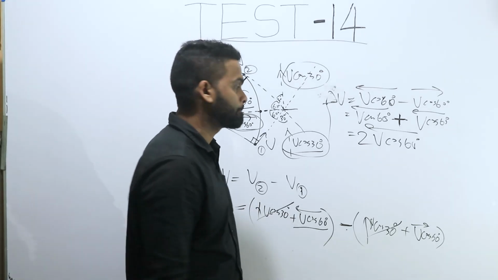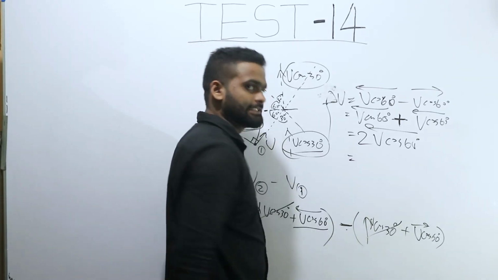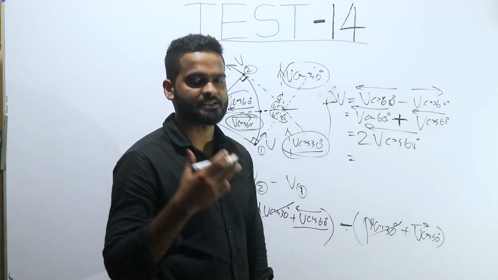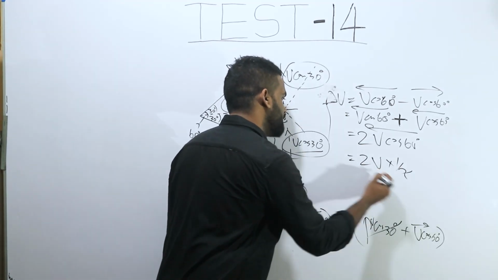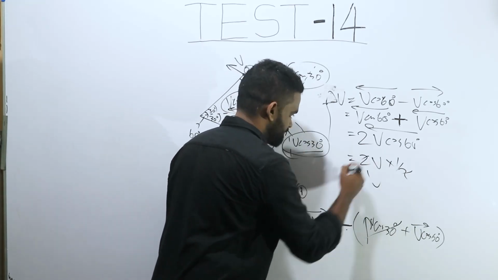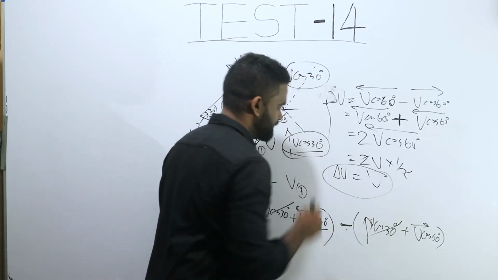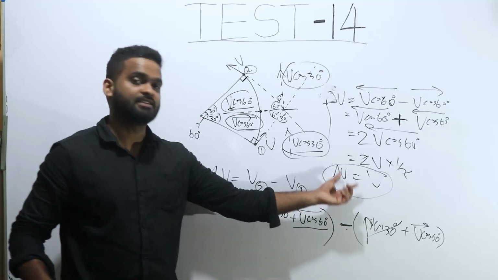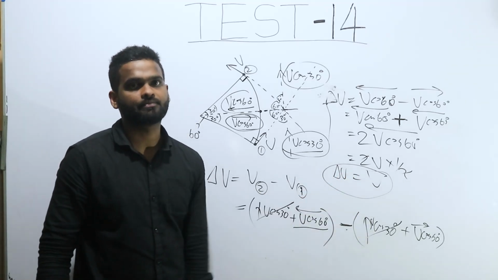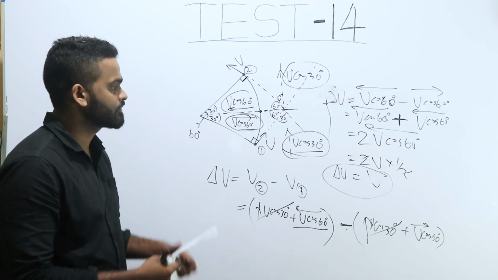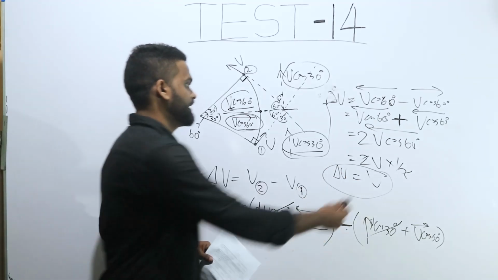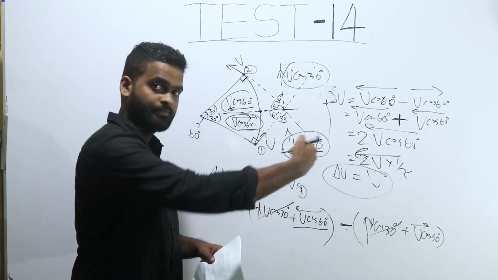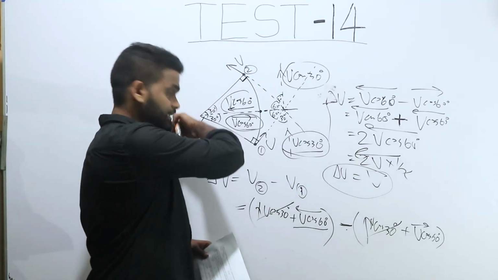2V cos 60. So what is cos 60? It is half. So 2V times half. Half cancels the 2, leaving V. So this is delta V. Okay. So that's the change of velocity, and you can see the direction of the change of velocity is always towards the center.